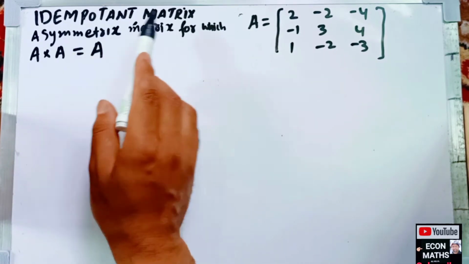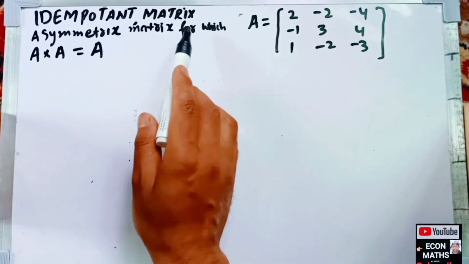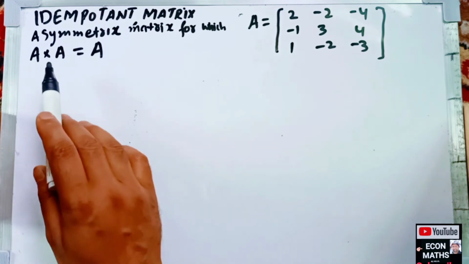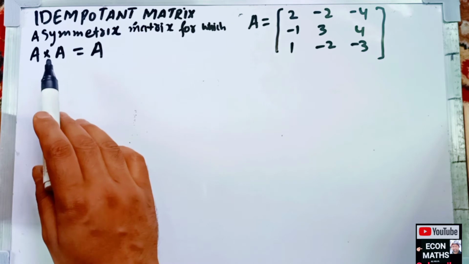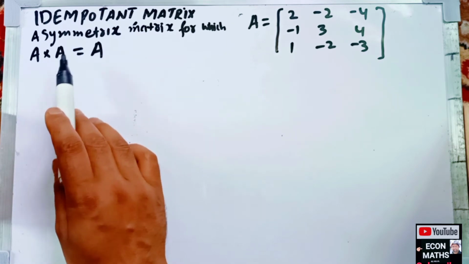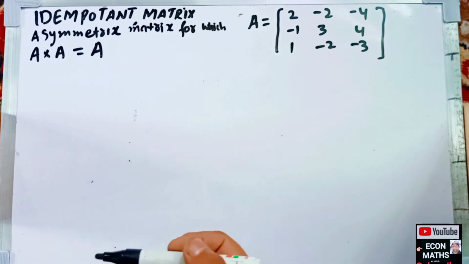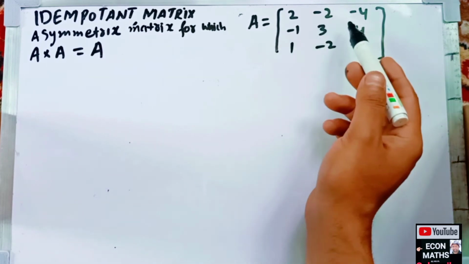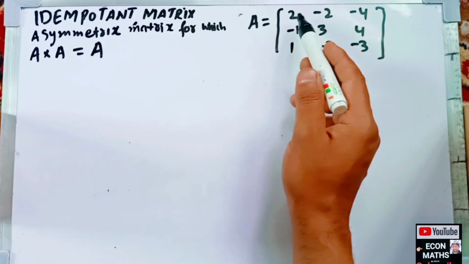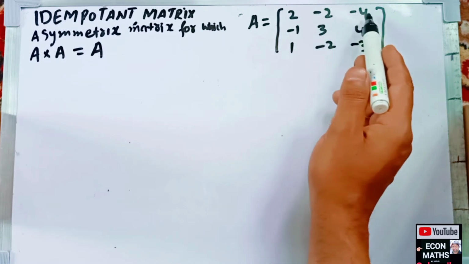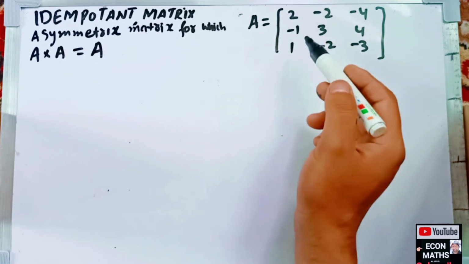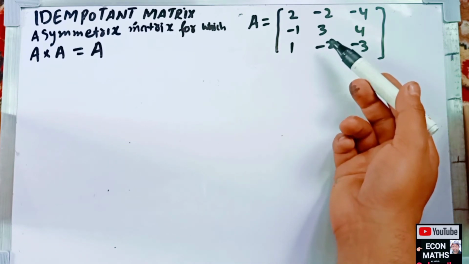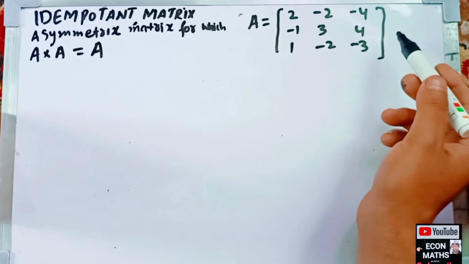Now idempotent matrix: a symmetric matrix for which A times A is equal to A, that is, multiplying a symmetric matrix by itself gives us the same matrix, is called an idempotent matrix. If I have this matrix, it is also symmetric, because if I interchange the rows by the columns, we will get the same matrix.